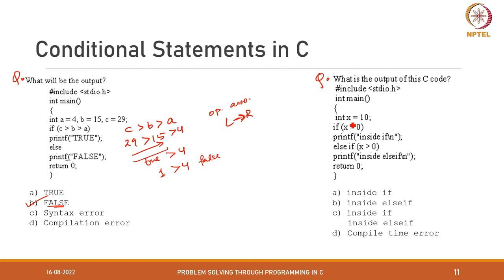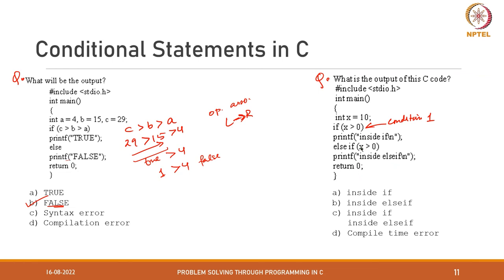So here we have an integer variable x with value 10 and the first condition. So this is condition 1. Condition 1 is that x is greater than 0. If condition 1 is true, it will print this particular block. Then it goes into an else if statement where it checks again x greater than 0 and prints something, and then it gets over. There is no else block here.